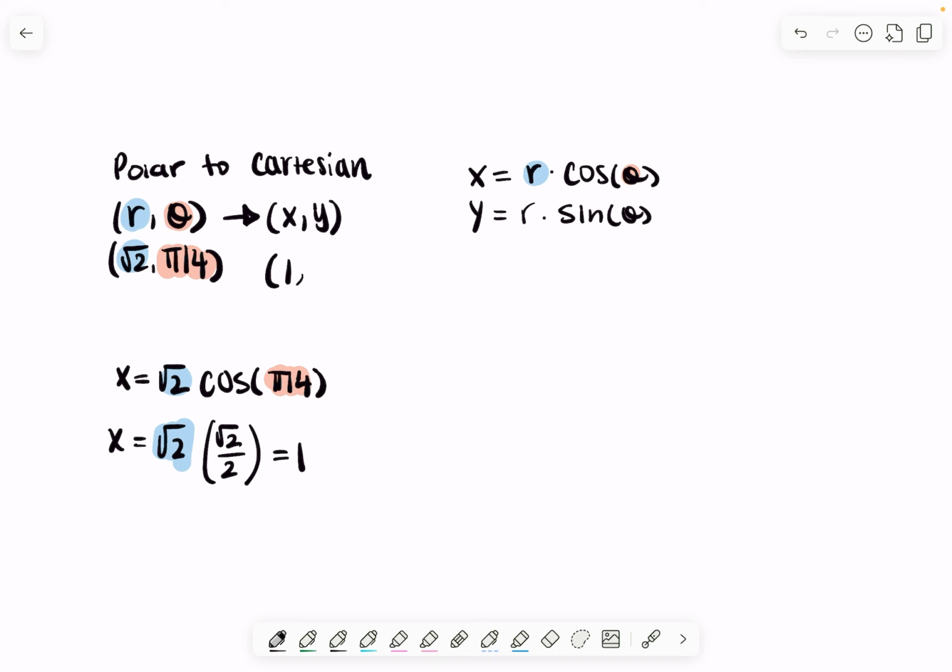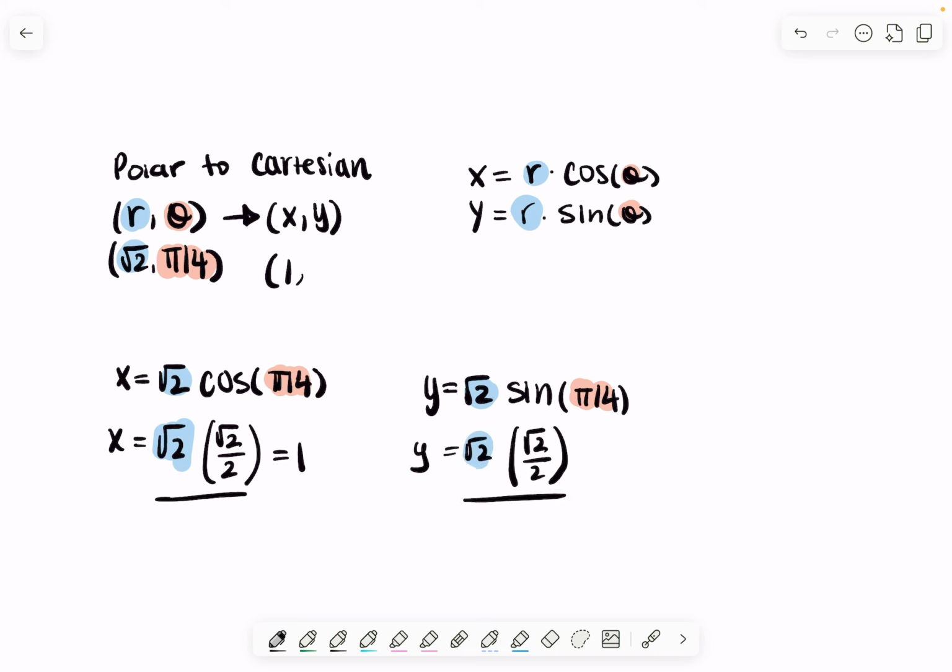It's 1. Now what is y? Well, it's equal to the radius, which is square root of 2, times sine of theta, which we know is pi over 4. And again, we saw it earlier. Cosine and sine for pi over 4 is the exact same thing. It's square root 2 over 2. We bring down the radius, and this is exactly the same thing we had here, so we know that this is equal to 1. We're saying y is equal to 1. And now we have the Cartesian point, or the rectangular point, or just the xy point, that this polar point represents.